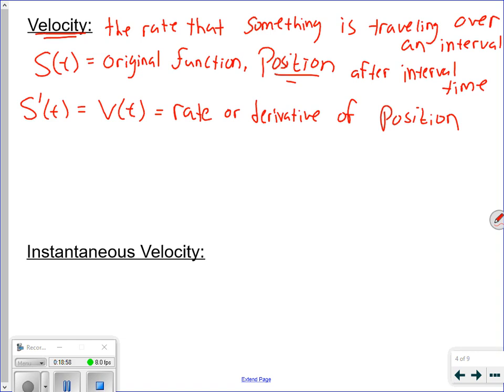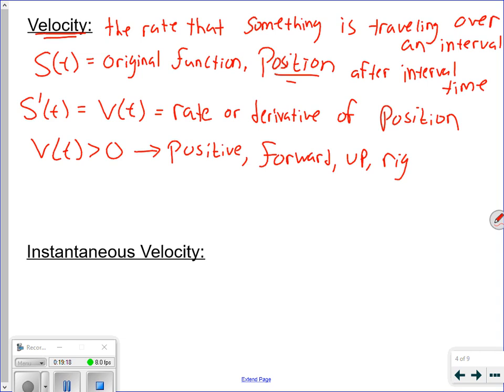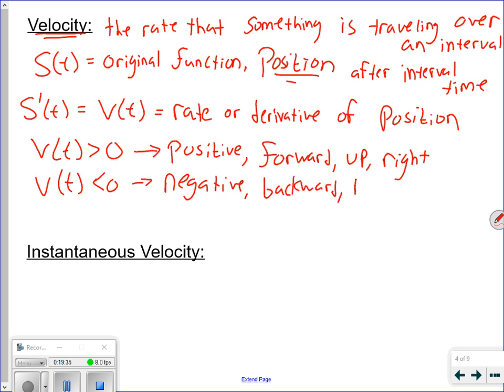Now there's some cool things with that. If the velocity function or the velocity value is greater than 0, what does that mean? It means we have a positive rate of change. In an application, that positive means things. It means that my person or object is moving forward, or it can mean that it's moving up or to the right. Those are all the positive directions. If v of t is less than 0, it's the exact opposite. It means that we're negative, meaning that my rate of change is negative, that we're going backwards. It could mean that we're going down or to the left. Those are all the negative directions.